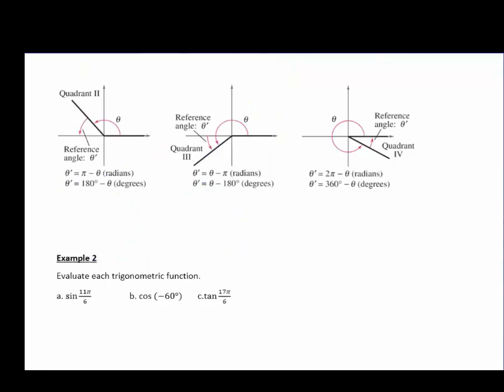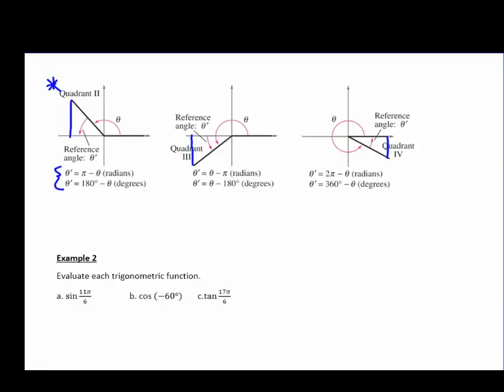All right, so whenever we have angles that are not in quadrant 1, we need to use what we call reference angles. Those are created by drawing a vertical line from the terminal side to the x-axis. And in quadrant 2, we can find that by subtracting the angle measure from either pi or 180 degrees, depending on which unit of measurement you're using.